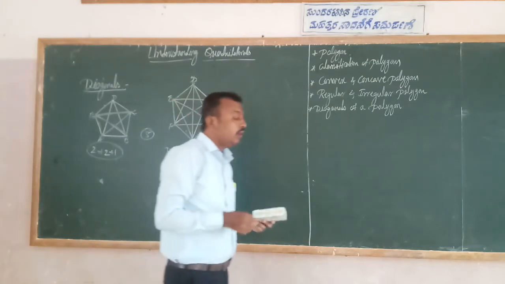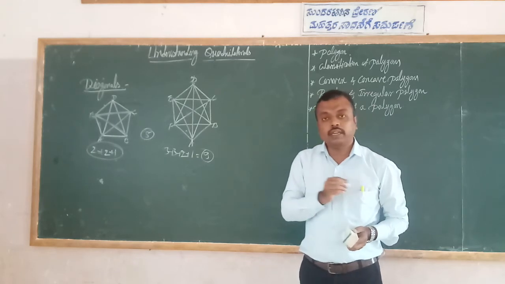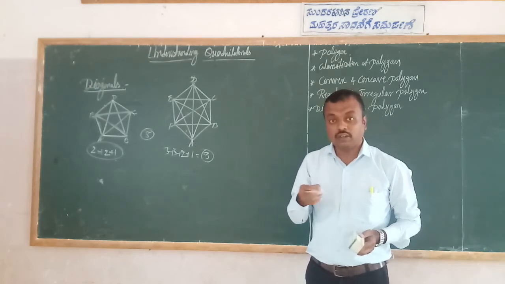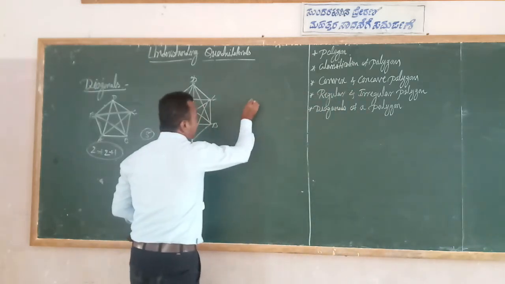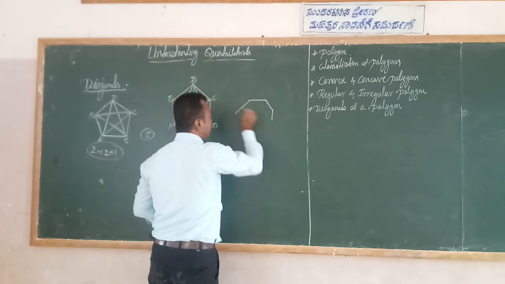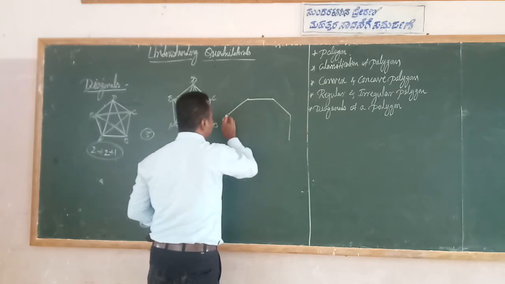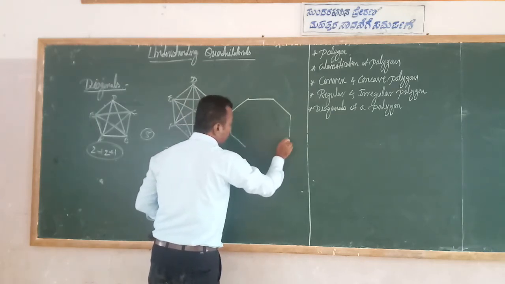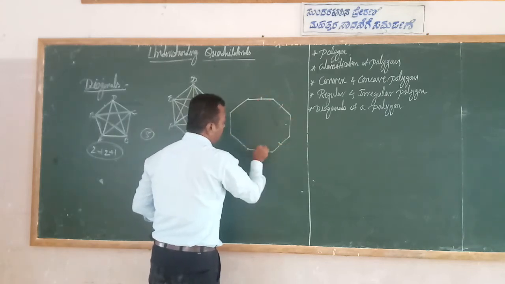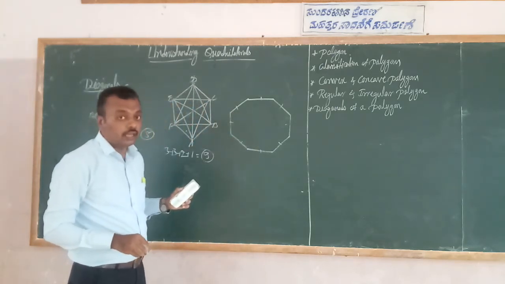Sir, this is very confusing for drawing the diagonals. So for example, find how many diagonals are in the decagon or octagon. Can you draw it? How many diagonals are in the octagon? See. Yes, 1, 2, 3, 4, 5, 6, 7, 8. Okay, this is the octagon. Can you draw the diagonals of the octagon?